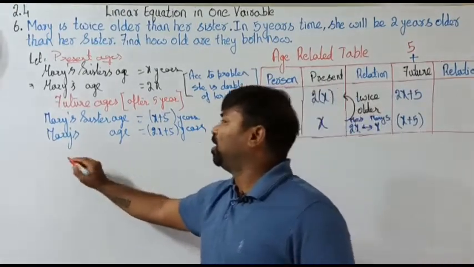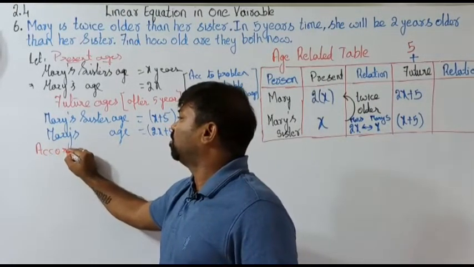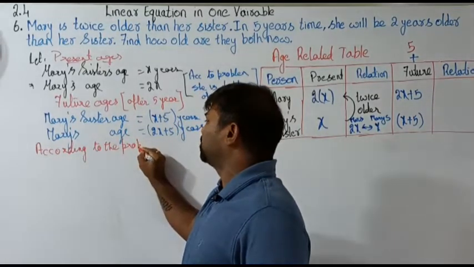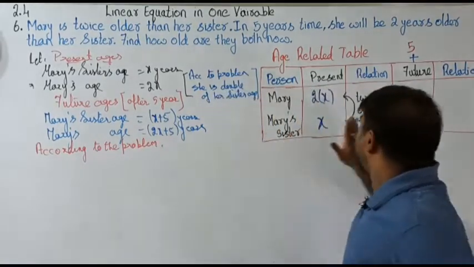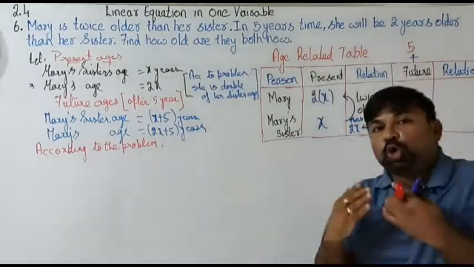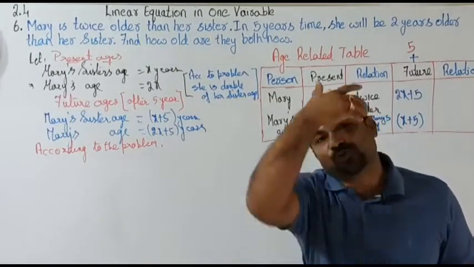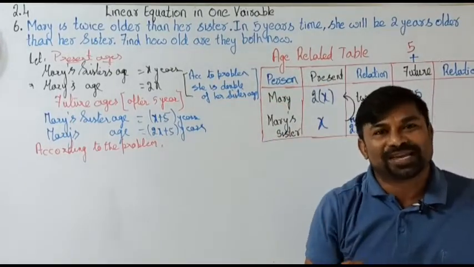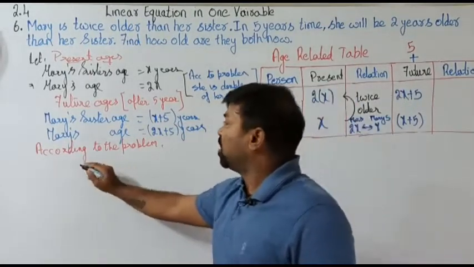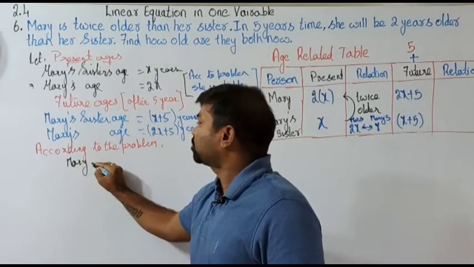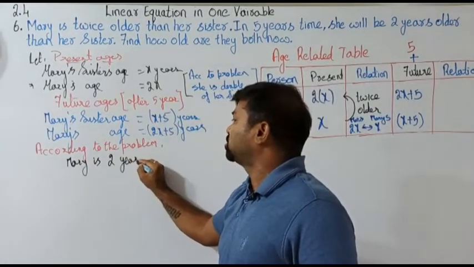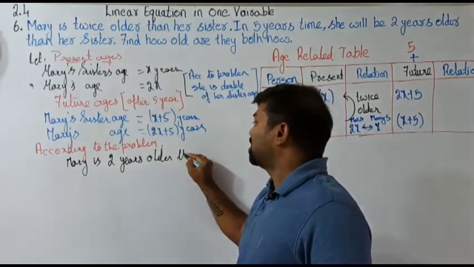Now, according to the problem, what's the relation he has given? That's very important, what we are doing now. So after 5 years, what is the relation? In 5 years, she will be 2 years more. Who is she here? We are talking about Mary. So this said Mary is 2 years older than her sister.